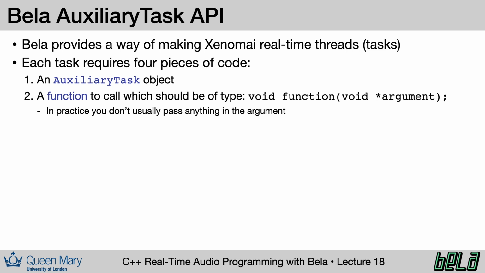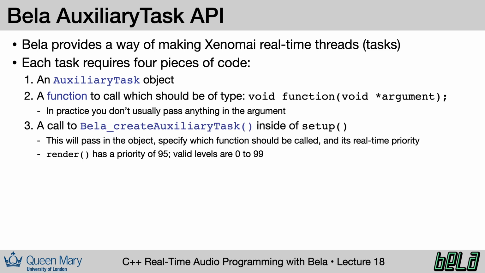The function needs to have a special format. It needs to take a single argument of type void pointer, and it does not return a value, so has type void. The third thing you need to do is to call the Bela create auxiliary task function inside of your setup function. Again, this is something you do once at the beginning of your program. This will initialize the auxiliary task object with all the information that it needs and get the thread ready to run. You need to specify a couple arguments here. One is which function should be run by the thread, and the other is the real-time priority. Valid priority levels are between 0 and 99.